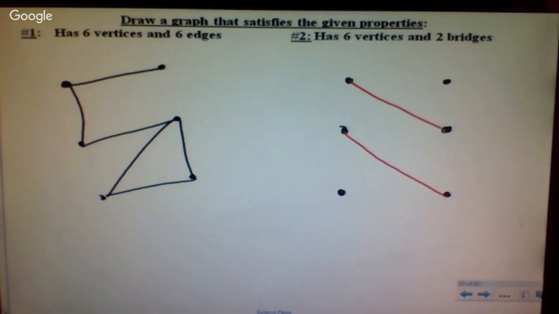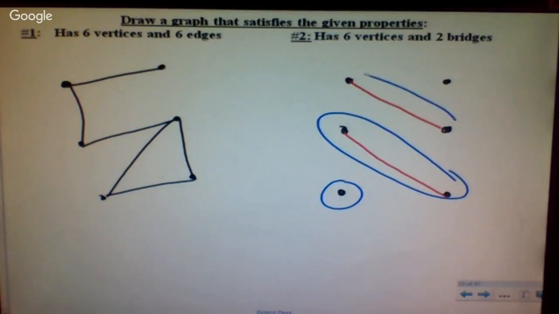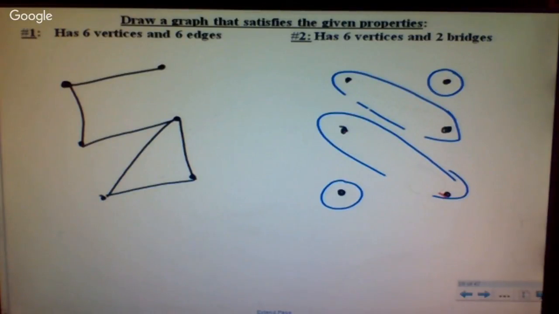If I remove either one of those lines, I've disconnected my graph. Because right now, with these 2 lines drawn, you've got 4 components, okay? You've got component 1, component 2, component 3, and component 4. If I go through and erase this line, this component breaks into 2. If I erase this line, this component breaks into 2. So those are considered bridges.